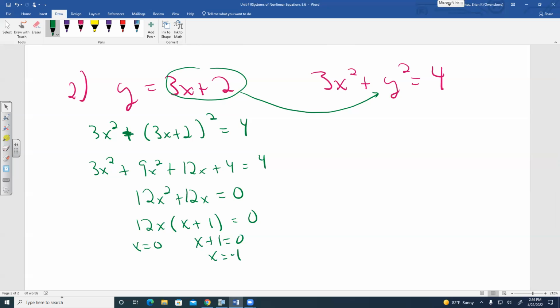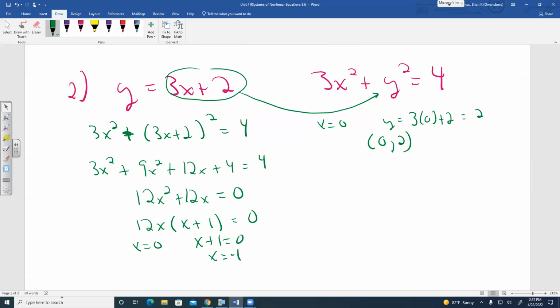And like I said, a line hitting an ellipse seemed like it is going to hit 2 spots, so I'm feeling pretty good about that. To find the corresponding y value, when x equals 0, I can substitute back into the original one that's solved for y. That gives me y equals 3 times 0 plus 2, and that's going to equal 2. So 0, 2 would be a point of intersection.